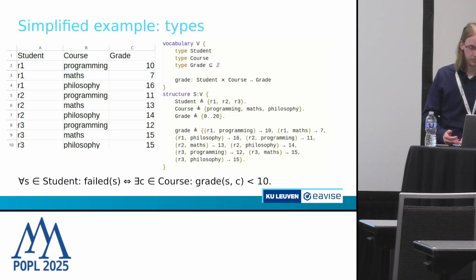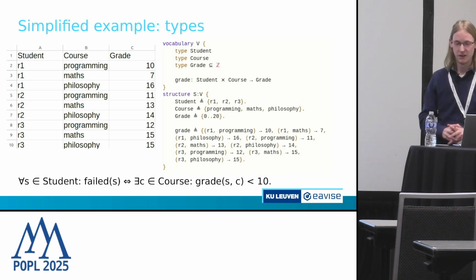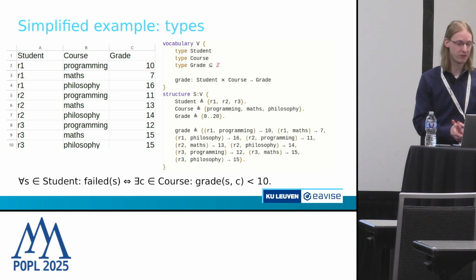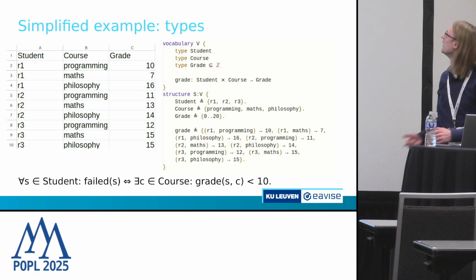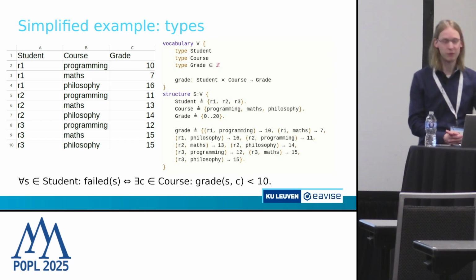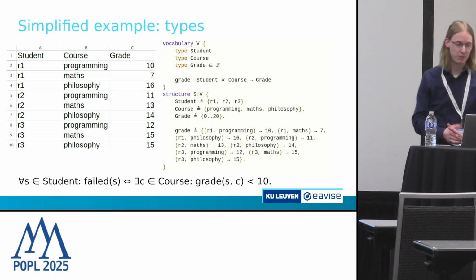So I've introduced the problem. For the remainder of this talk, I'll be going over the different steps to go from a table to an FO dot specification. We start with a very simple example with students and courses, and students have a grade for a course. This very simple problem is very easy to translate.